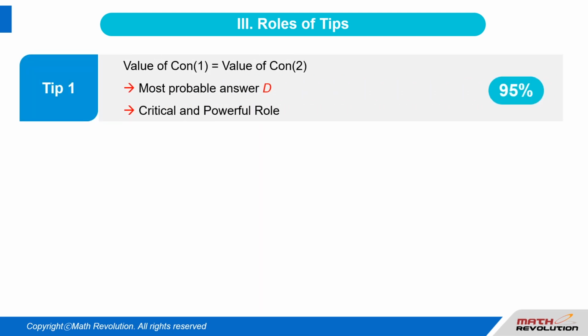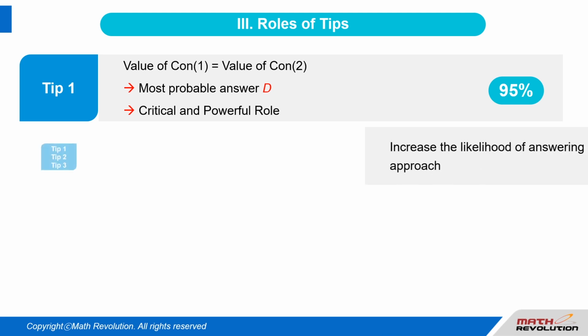Tip 1 usually appears on high difficulty level problems. It says that if the value from condition 1 and the value from condition 2 are the same, D would most likely be the answer. Tip 1 plays a critical and powerful role in solving DS questions accurately on the GMAT. Memorize Tip 1 and apply it in the actual exam. It is 95% likely that you would get the right answer.